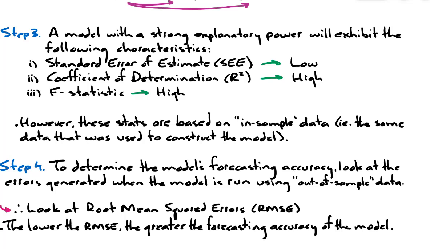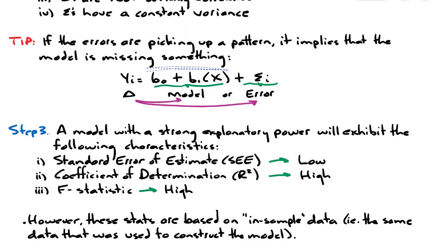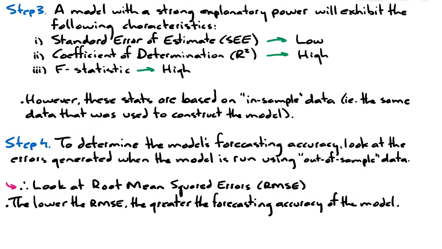So imagine this. Suppose you're looking at 100 observations. You use those 100 observations to construct the model, but then you calculate these stats using those exact same 100 observations. Therefore, this leads us to step 4. To determine the model's forecasting accuracy, you look at errors generated when the model is run using out-of-sample data. See, here's how it works.